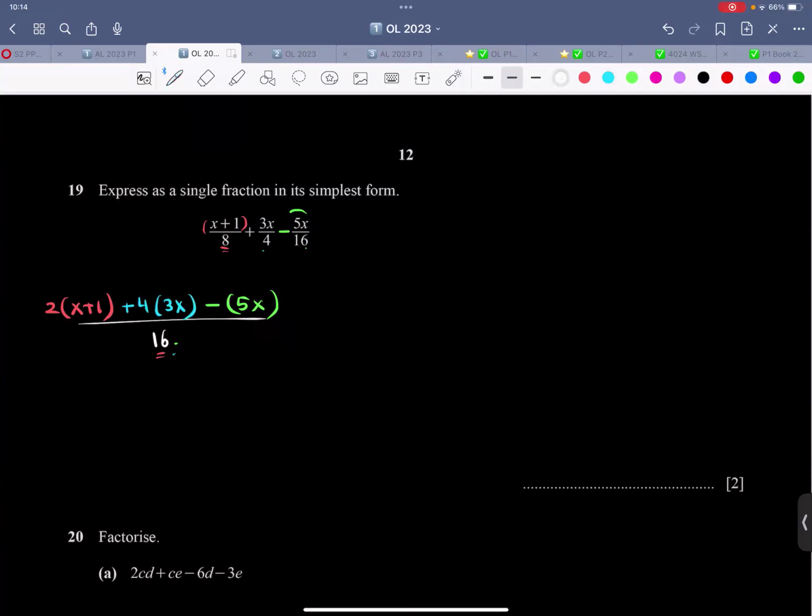So now let's simplify. This is 2x plus 2 plus 12x minus 5x, divided by 16. 2 plus 12 is 14. 14 minus 5 is 9. So this is 9x plus 2, and this is divided by 16. So this is (9x plus 2) over 16.